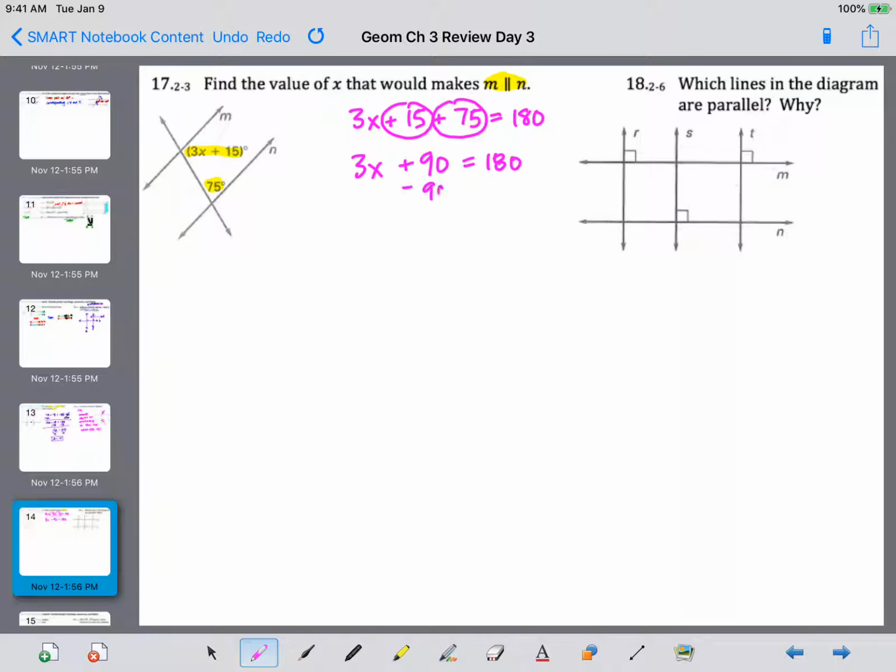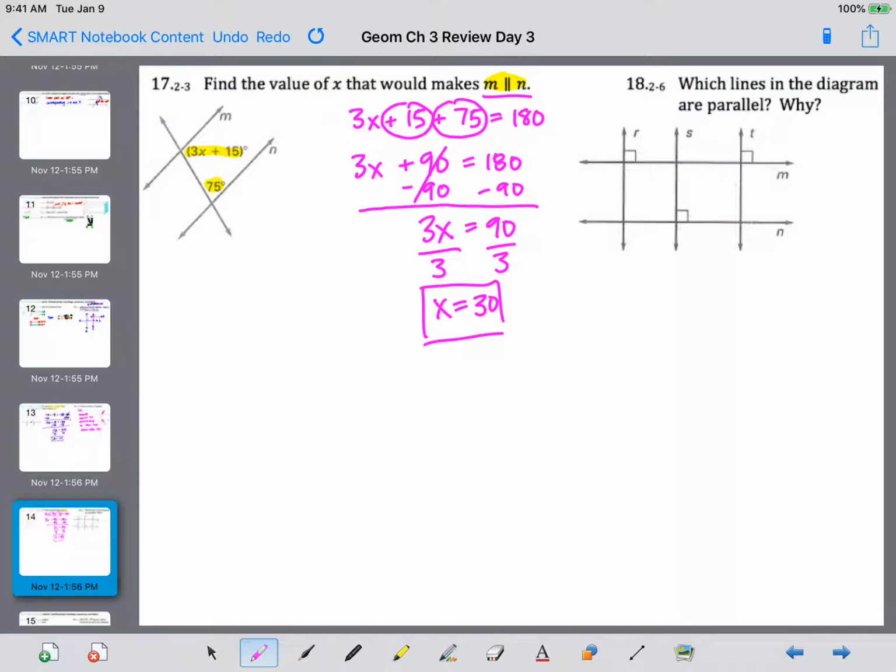And we can keep solving. Let's subtract 90 from both sides. We end up with 3x equals 90. And if we divide by 3, x is going to be 30. So that would make those angles supplementary, and that would make M parallel to N.